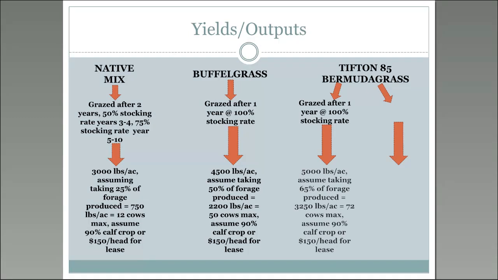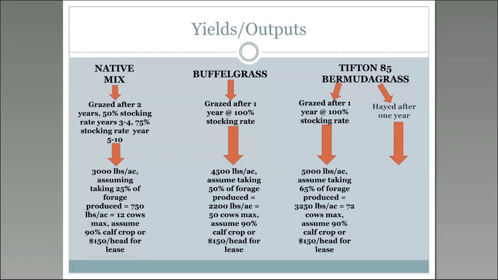So our assumption was that Tifton could produce 5,000 pounds per acre, and we could take even more than we did on buffle. We used 65% of the forage produced because it is a fast growing grass. That would be about 3,250 pounds per acre, and at its maximum, after we built up, that would be 72 cows. We assumed, again, the same 90% calf crop and $150 per head lease charge.